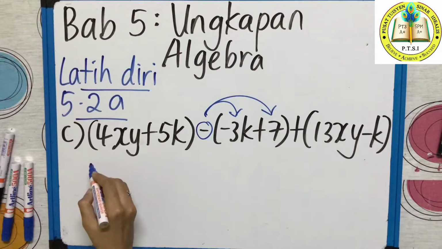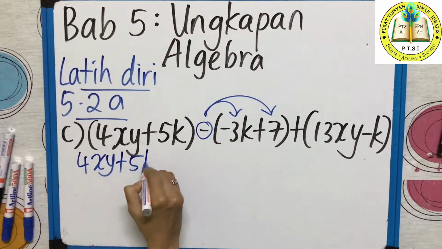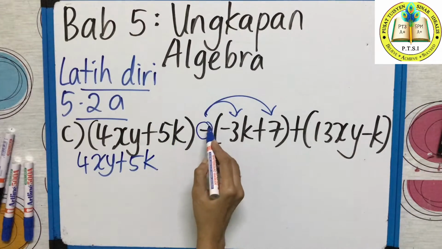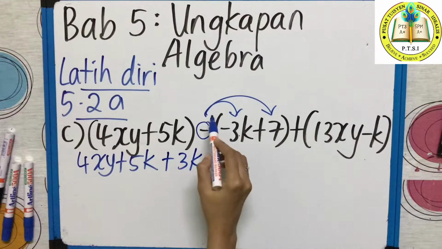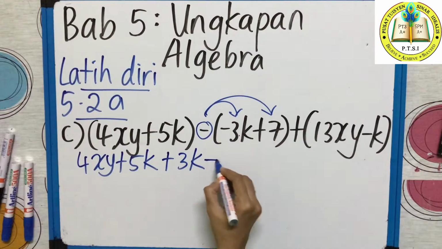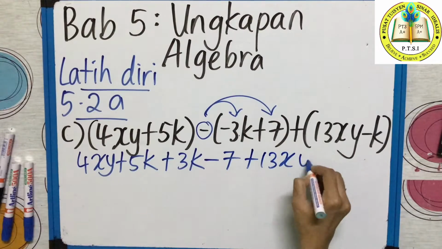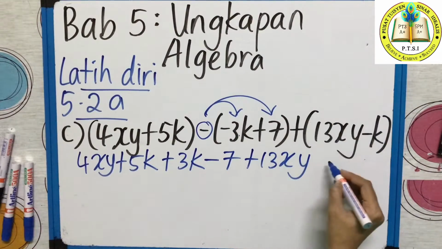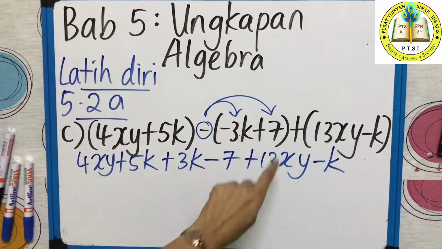So, teacher writes this back again. 4xy plus 5k, cikgu turunkan. Negative times negative 3k, you get positive 3k. Negative times positive 7, you get negative 7. Dan tambah 13xy, cikgu turunkan. And this one negative k, cikgu turunkan. If you see, all is the same. The only thing that teacher did was the negative, teacher kembangkan.